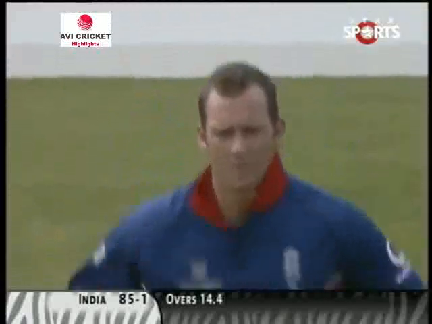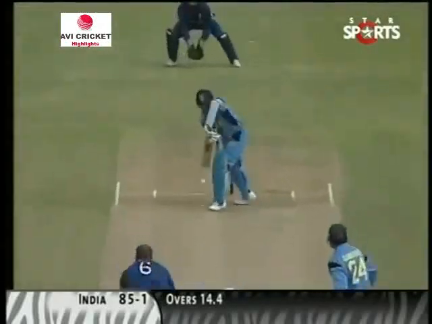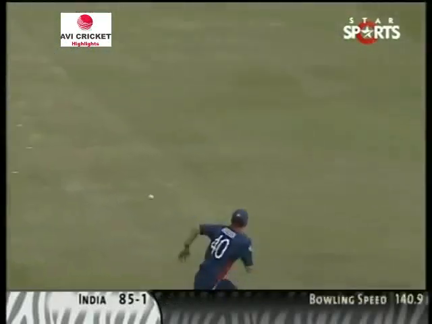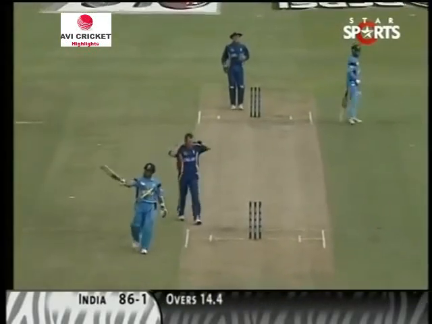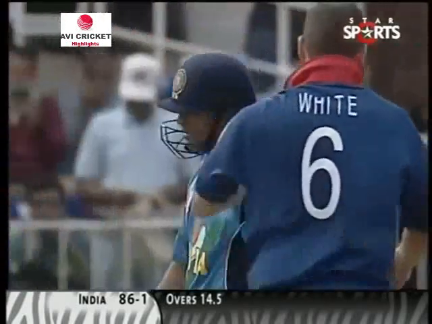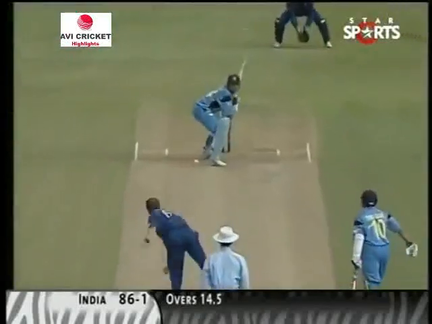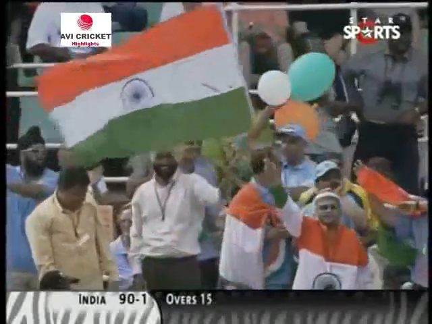Full. Takes him under 44. 15 from the over. It's 75 for 1. Tendulkar seeking that 50 now. He's got it. That's a good shot. Well, Ganguly now finds his timing as well.